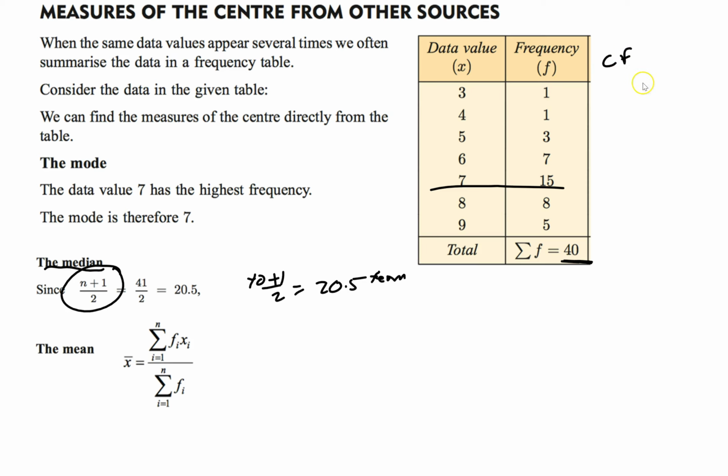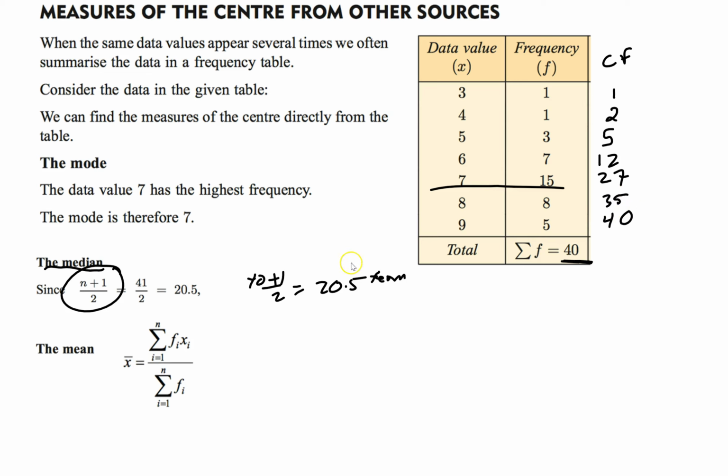Cumulative frequency chart. The way that works, if you'll recall, there's 1, 3, so you have 1 total. There's 1, 4, so now I have a total of 2. It's like a running total. Then you add 2 to 3, and you get 5 total now. 5 to 7, I get 12. Plus the 15, 27. Plus the 8, 35. And plus the 5, 40.